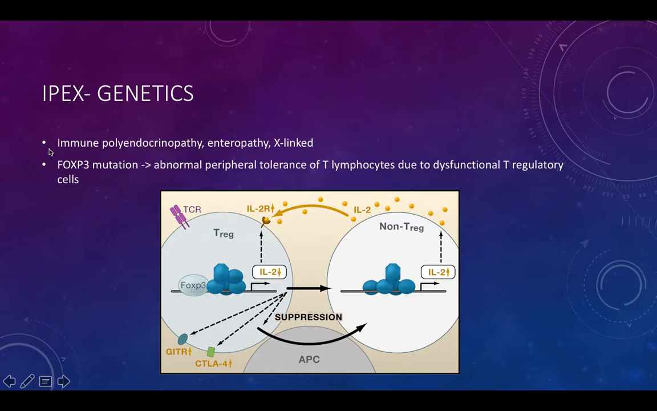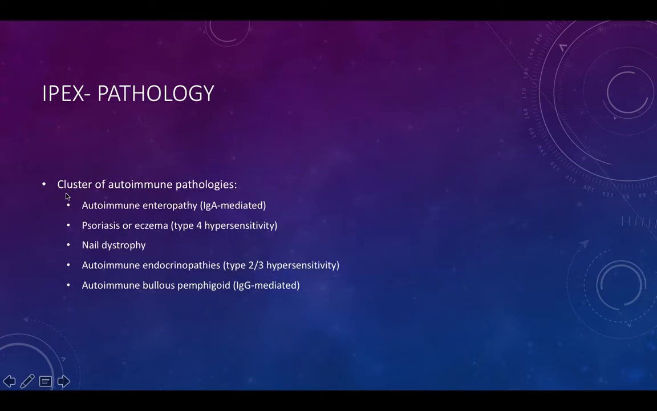So in IPEX, when you have a FOXP3 mutation, it can lead to a cluster of autoimmune pathologies. You can have an autoimmune enteropathy, which is IgA mediated. You can have chronic psoriasis and eczema, which is a type 4 hypersensitivity reaction. You can have nail dystrophy. And just like AIRE, you can also have autoimmune endocrinopathies, affecting parathyroid, thyroid, and also pancreas, leading to autoimmune diabetes mellitus. And also you can have an autoimmune bullous pemphigoid, which is IgG mediated.